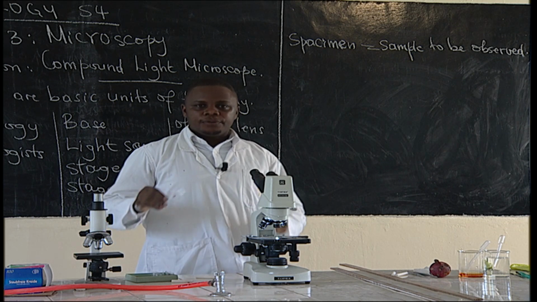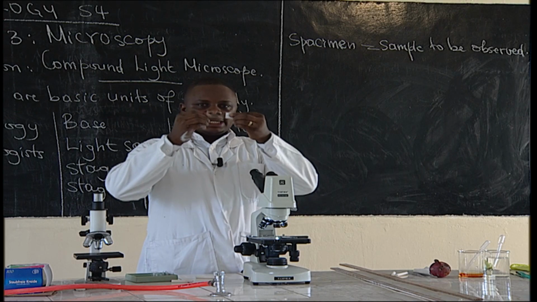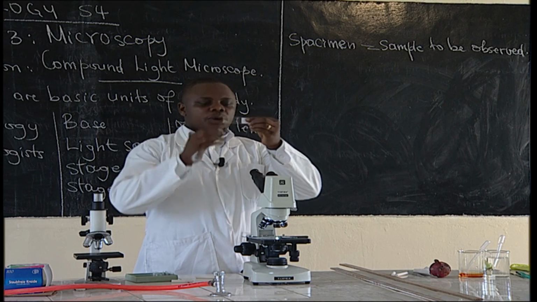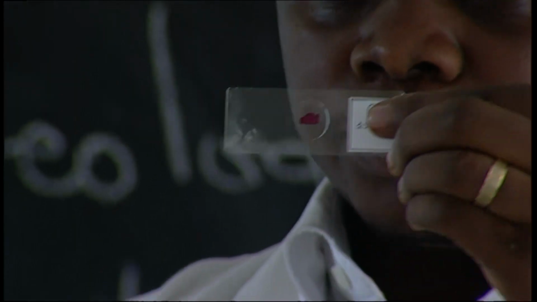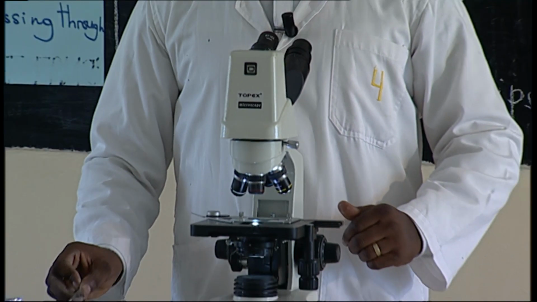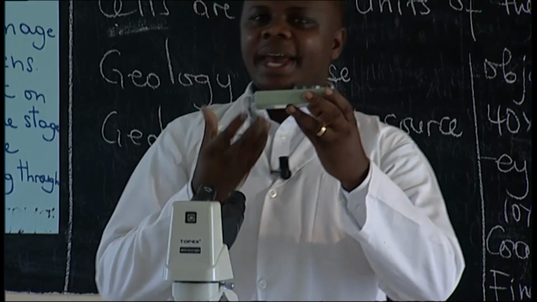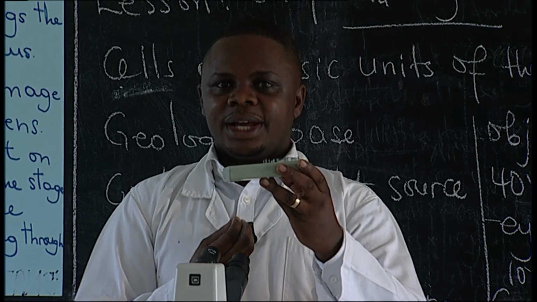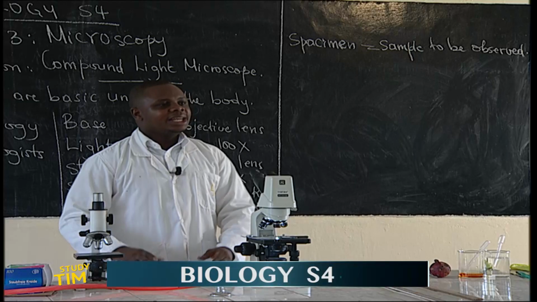Then we also have the muscle cell. This one is another prepared slide, which we can observe using the microscope. Then from there, these are prepared specimens. We can also prepare our own specimen and then observe it.